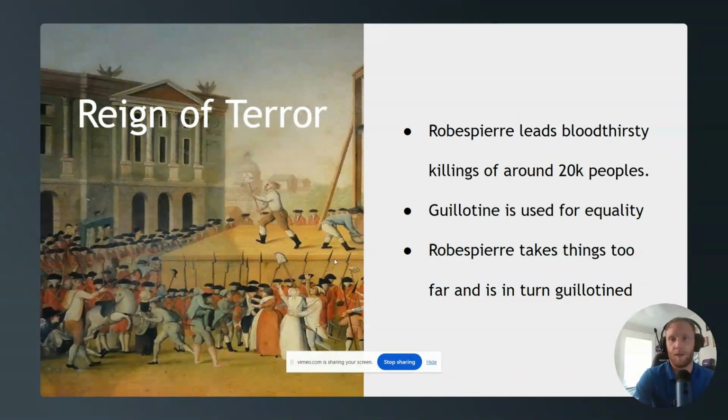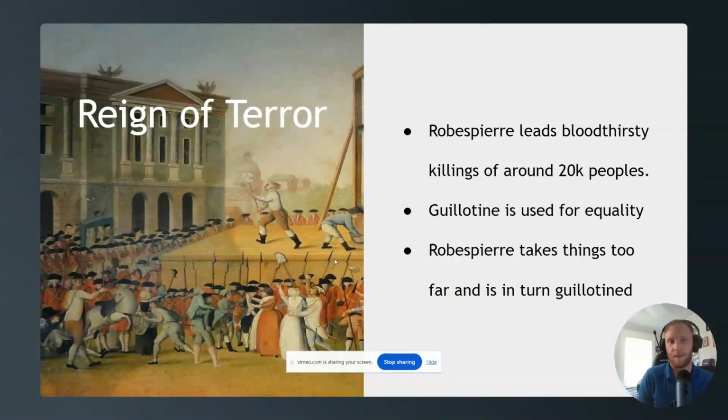So this leads to the important event of the Reign of Terror. Robespierre, who I mentioned earlier, leads a bloodthirsty killing of around 20,000 people. Estimates have put it between 20 and 60, so we could say 40,000 people were sent to the guillotine. These people were people who had wealth, land, or were against the revolution. The thought being, if we kill people with money, the money will disperse throughout society. We will purge these rich people out of our society, and it is bloody.